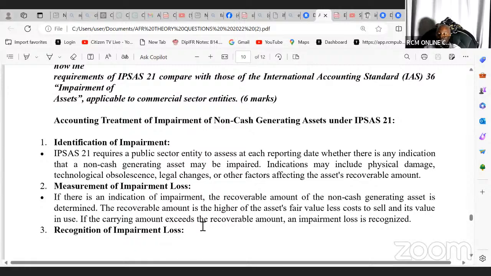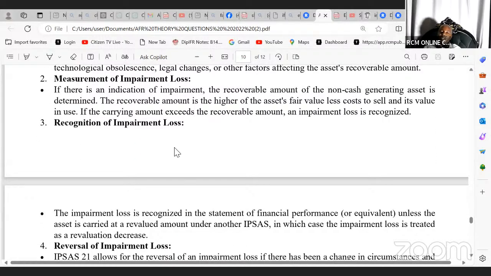So how do you recognize this? Recognition of impairment loss. You don't even have to use these specific headlines. So long as you've got an idea, colleagues, it's about having an idea of the whole process. Then you'll be able to get so many marks here.